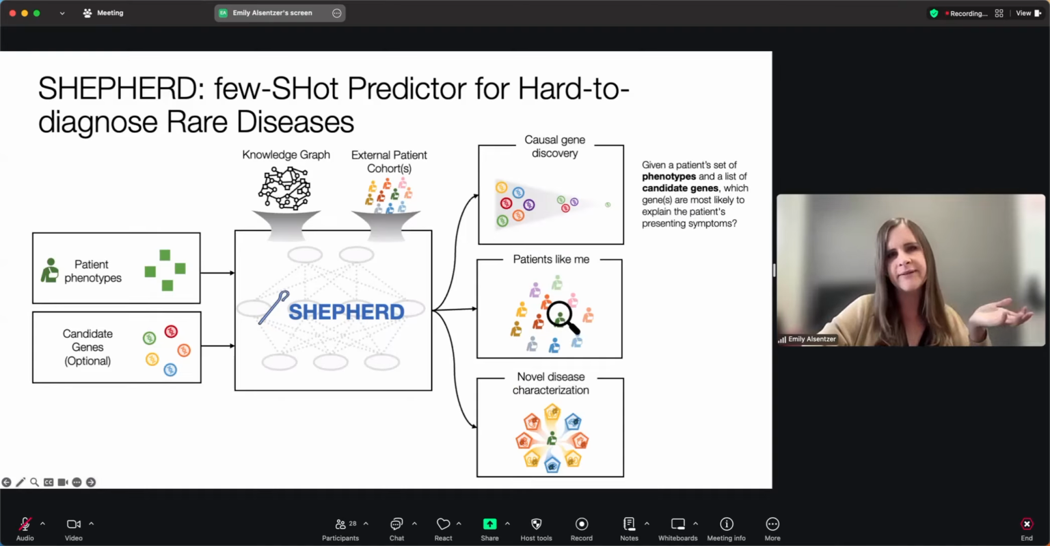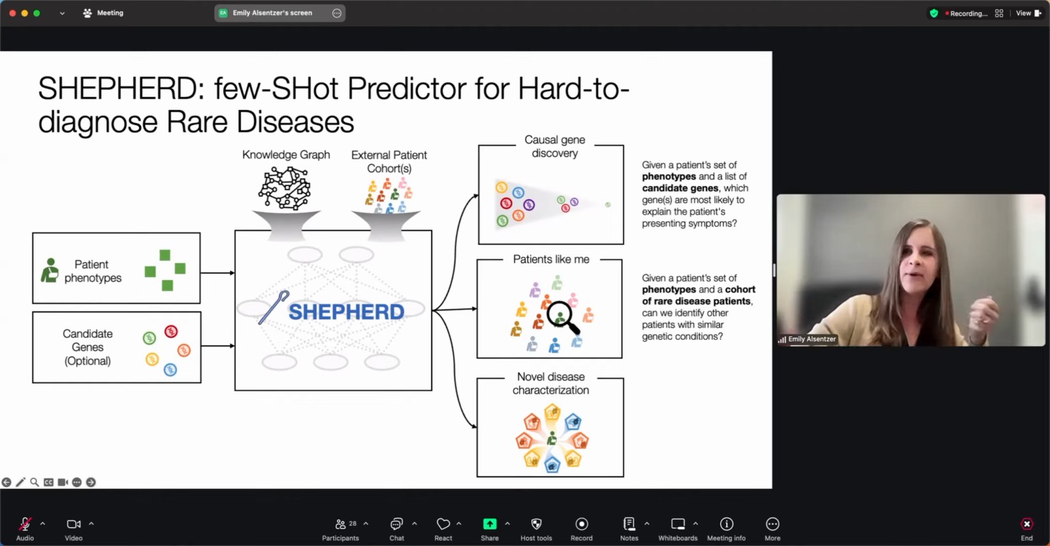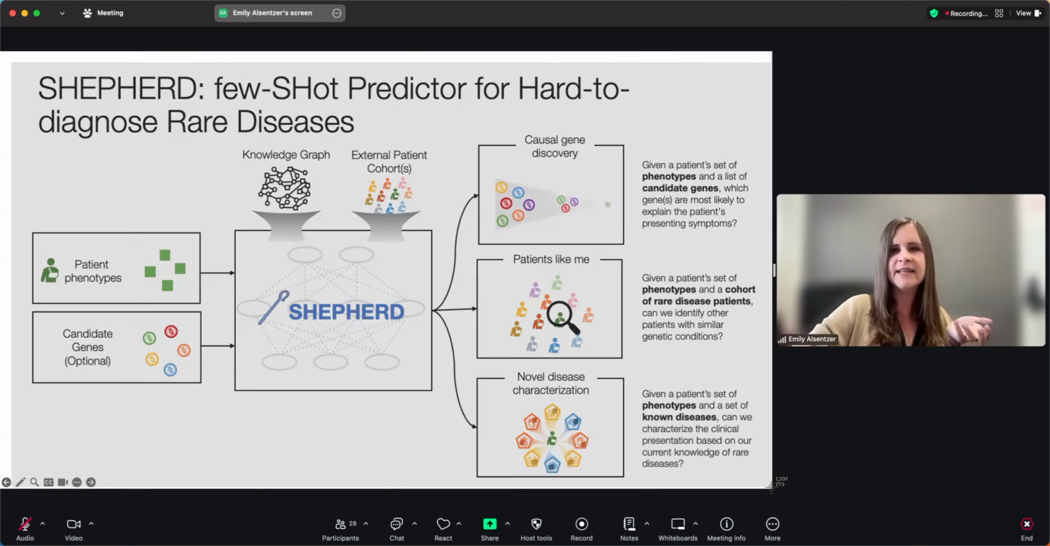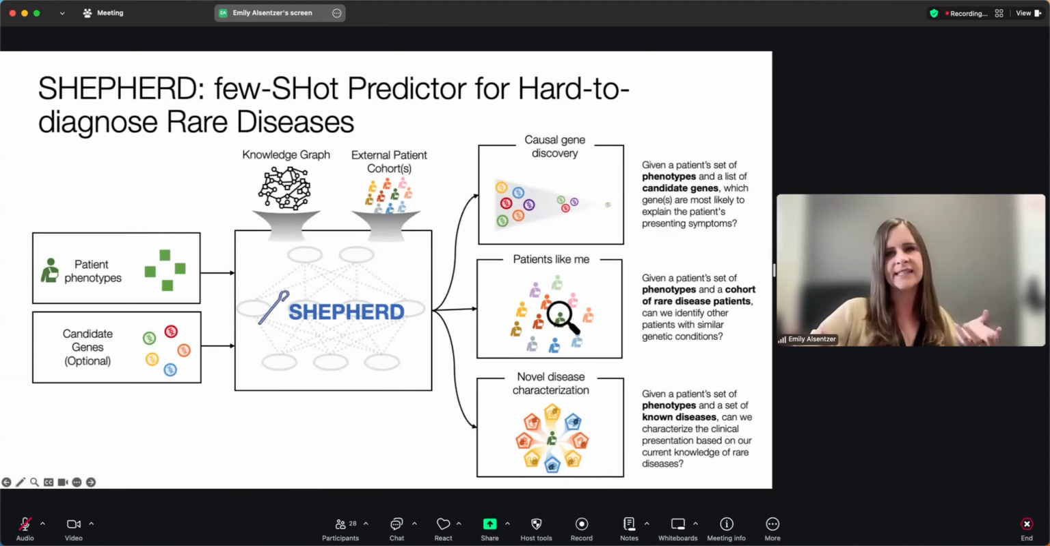More concretely, for causal gene discovery, we're asking the question, given a patient set of phenotypes and a list of candidate genes, which genes are most likely to explain the patient's presenting symptoms? So this is a gene ranking problem. For patients like me, we're asking, given a patient set of phenotypes and an external cohort of rare disease patients, can we identify other patients with similar genetic conditions? And then finally, for novel disease characterization, we're asking, given a patient set of phenotypes and a set of known diseases, can we characterize the clinical presentation of this new patient based on our current knowledge of rare diseases?